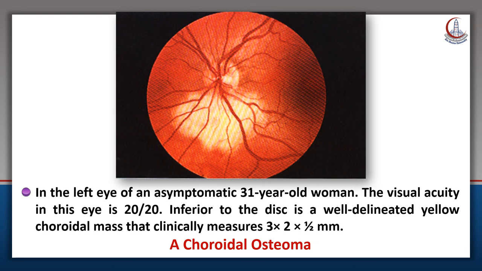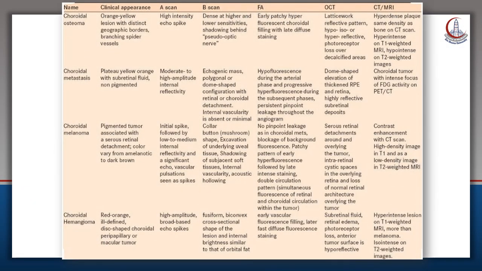Rare causes of leukocoria can include choroidal osteoma, a large choroidal osteoma. Here in this asymptomatic 31-year-old woman with 6/6 vision, a lesion inferior to the disc, a well delineated yellow choroidal mass. This shows some clinical features, ultrasound, fluorescein, optical coherence tomography, and magnetic resonance imaging or X-ray imaging differences between choroidal osteoma, choroidal metastasis, choroidal melanoma, and choroidal hemangioma.